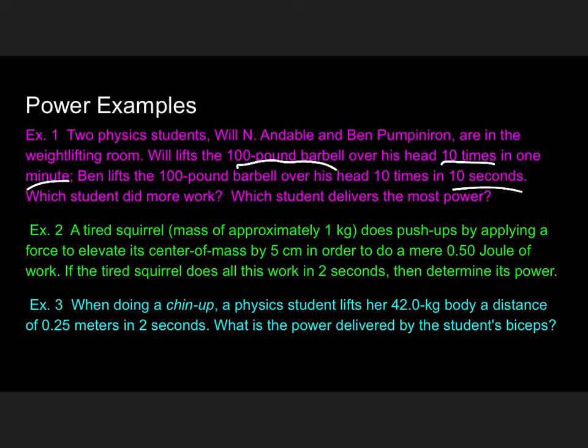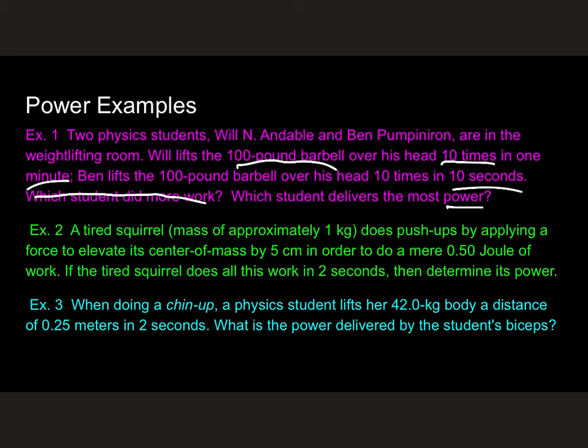Well, what's work? Work is force times a distance. They lifted the same amount, right? So gravity would be affecting the same, so it's the same force. They both had to apply the same force. They both lifted it over their heads the same amount of times. So really, this first part is a trick because they did the same amount of work. Neither student did more work. They did the same amount. It's just that they did it at different times. And that's where power comes into play.